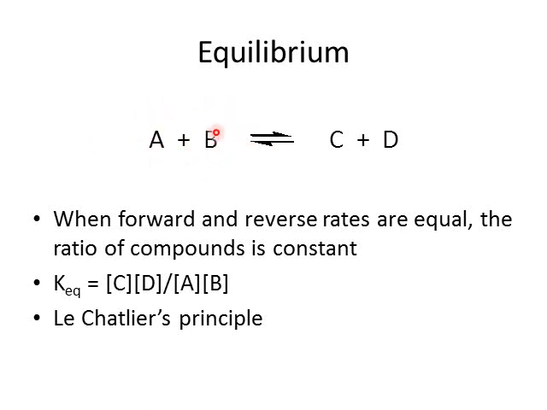As A and B are starting to react, these are just generic things, as they're starting to react to make C and D, well, at the same time, C and D are bouncing around in the flask, and they can react to make A and B. And when the rate of the forward reaction equals the rate of the reverse reaction, you come to a point called equilibrium. At equilibrium, the ratio of the concentrations of the compounds becomes constant.